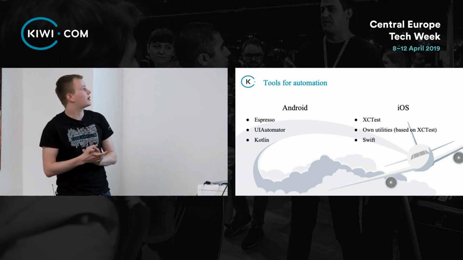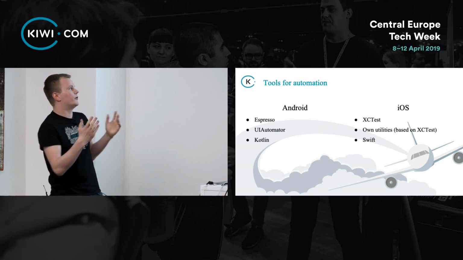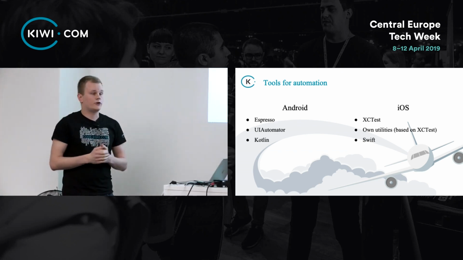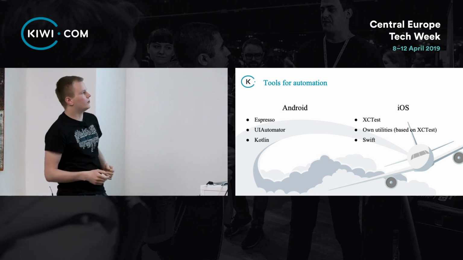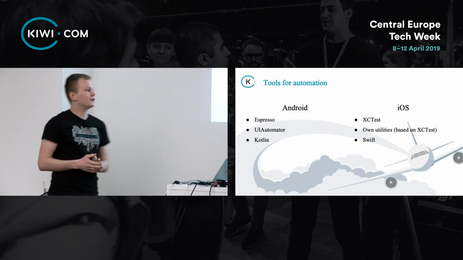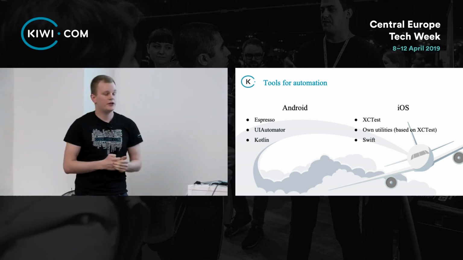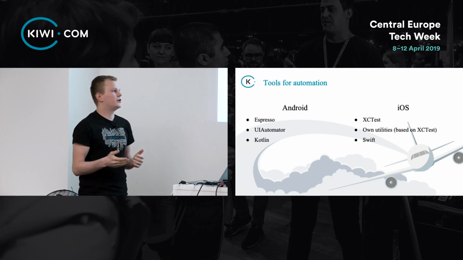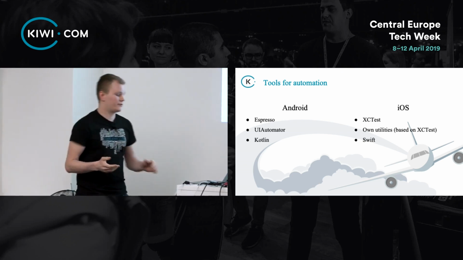So which tools are we using for automation? For Android, for UI automation I mean, we are using Espresso and UI Automator, and our test code is written in Kotlin. And for iOS we are using the XCTest framework, and we have our own utilities. Everything is based on Swift for iOS.